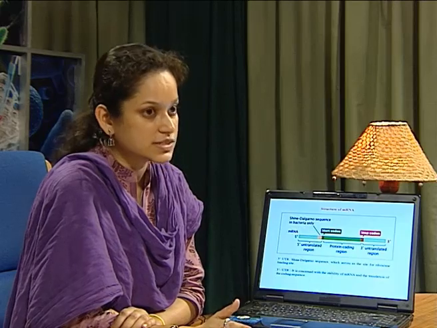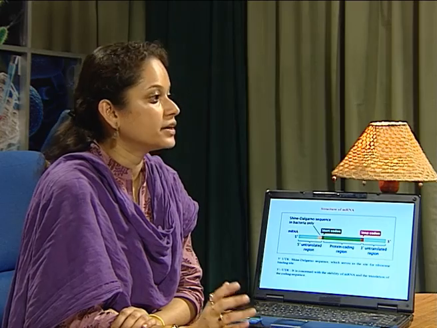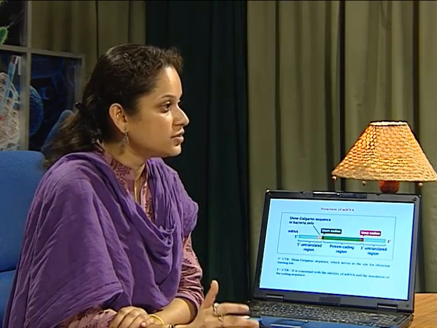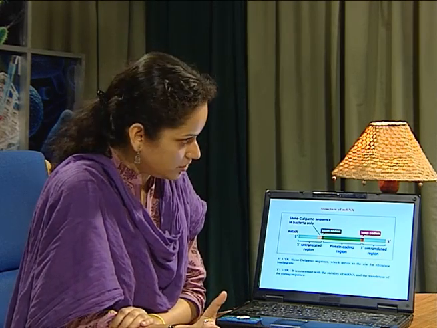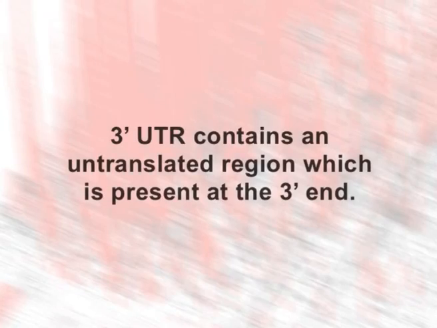Whereas the CDS or the protein coding sequence contains the sequence according to which the amino acids are synthesized in the final polypeptide chain, which is again followed by a 3' UTR. 3' UTR again contains an untranslated region which is present at its 3' end.